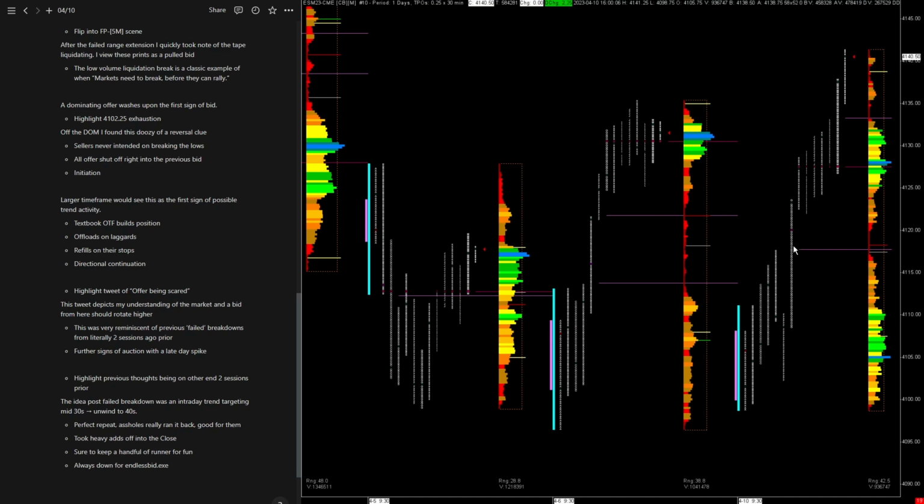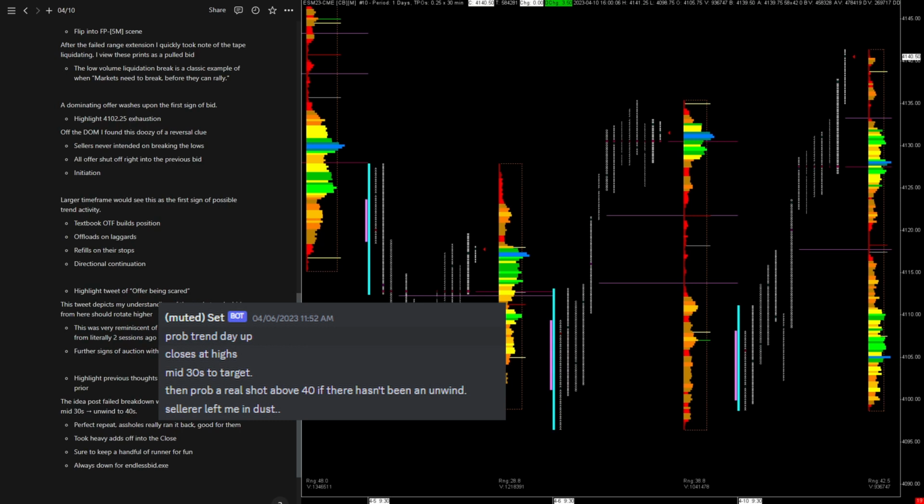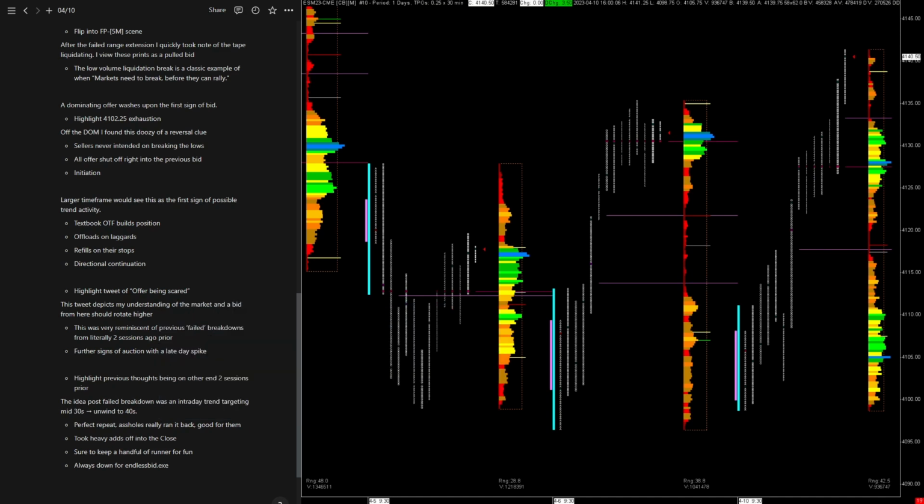So coming into this session, I see that, obviously, we had a good pre-market sell, but if the sell never intended on breaking the lows, it's information that I learned on the previous session. I'm definitely going to carry that into the current one and see if continuation is expected. I posted this idea that with the failed breakdown intraday, a trend was going to form against the sellers, so an upwards move, and an intraday trend was to be formed, targeting 35s, and then an unwind to 40. On the Thursday session, that's pretty much exactly what happened.